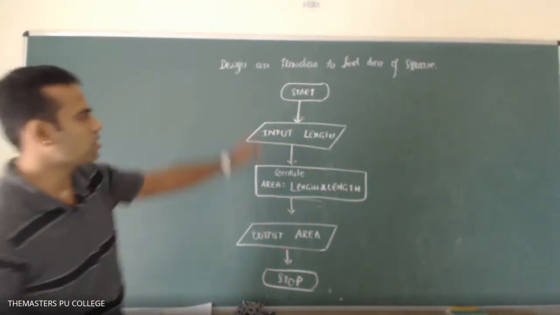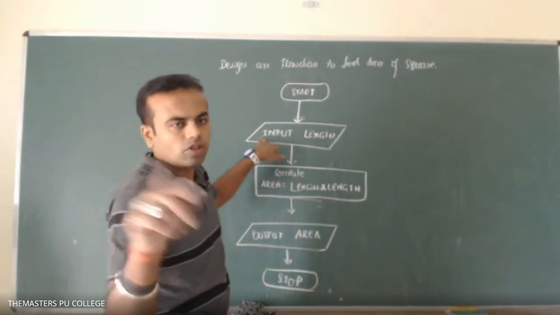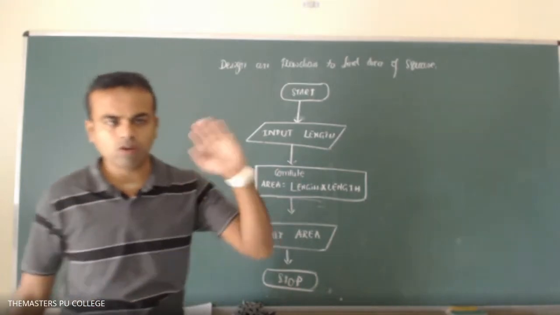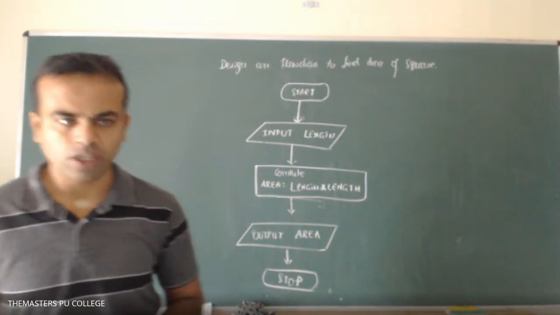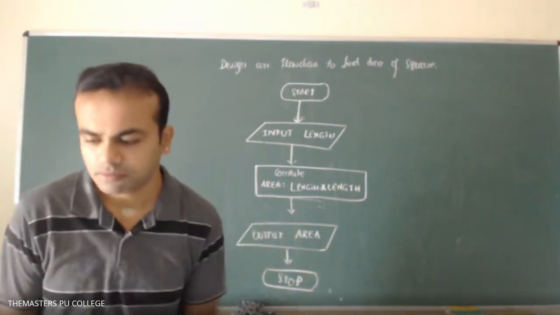Okay, so this is the symbol: oval shape represents start and then stop, parallelogram for input and then output, and then this is for computing. You just write down all the algorithms whatever you have written and convert that into a flowchart.